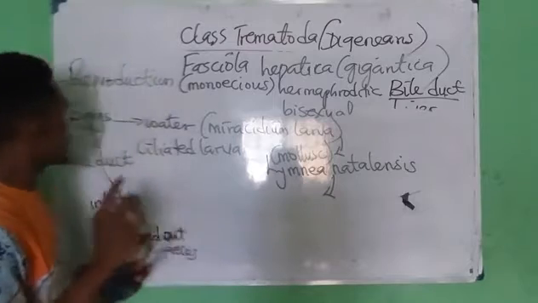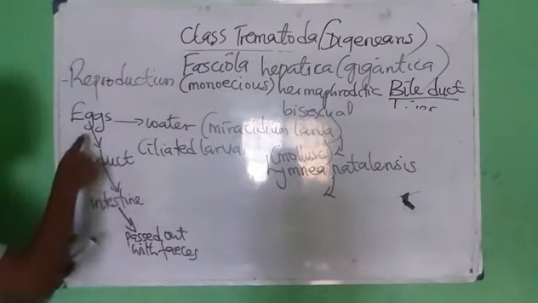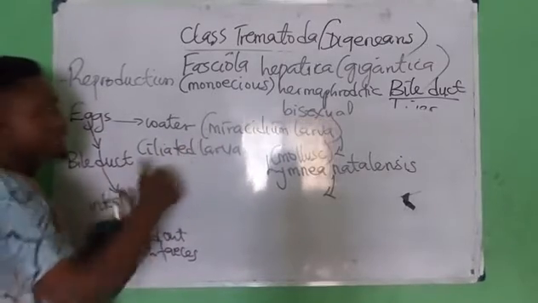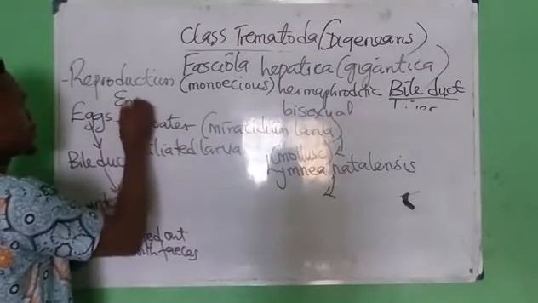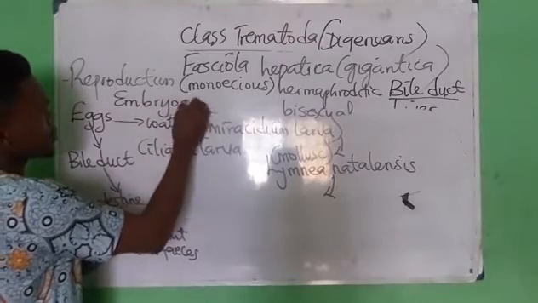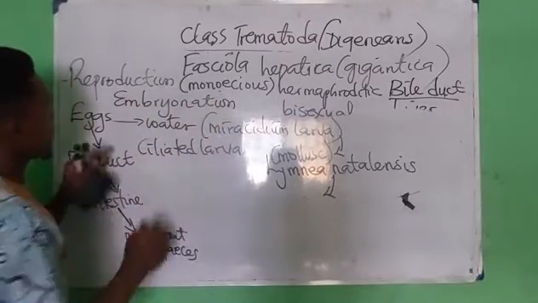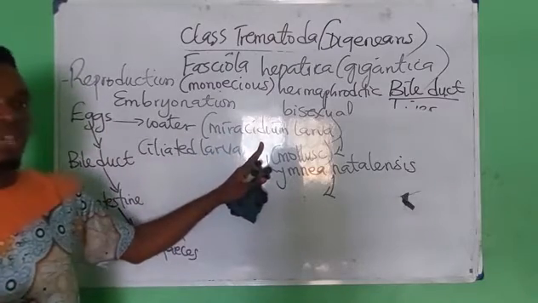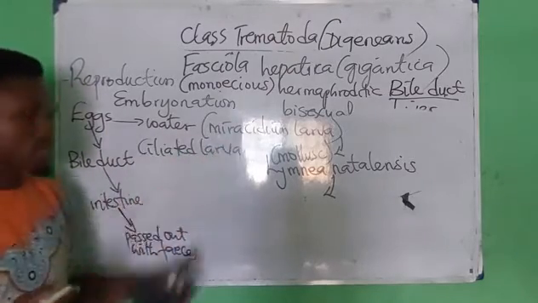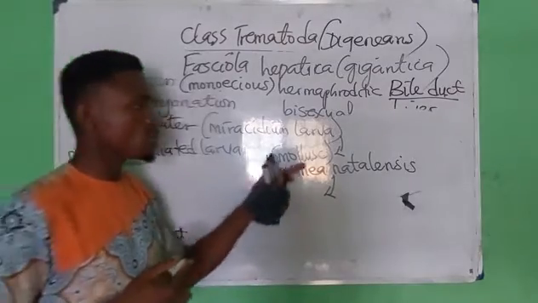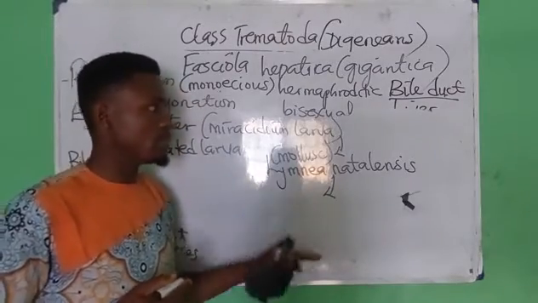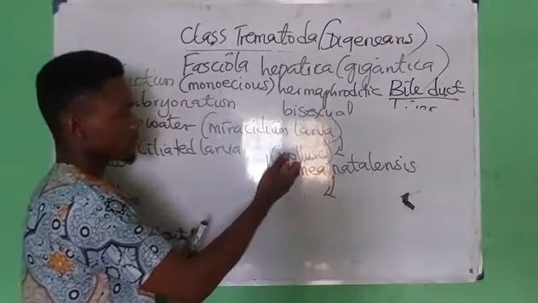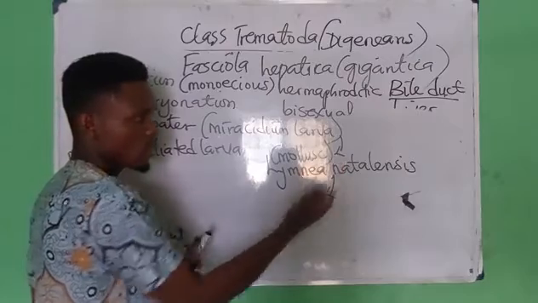Now, please take note. Before the eggs eventually develop into Miracidium larva, they undergo what is called embryonation. Before the eggs develop into Miracidium larva, they undergo embryonation to produce what? Miracidium larva, which will then locate the primary host, Limnia natalensis. As soon as it gets to the mollusk, what happens?